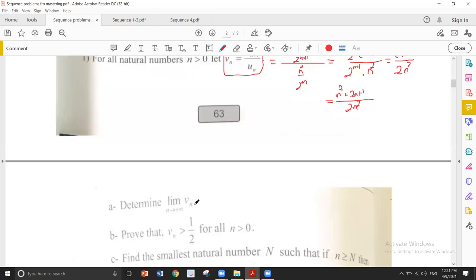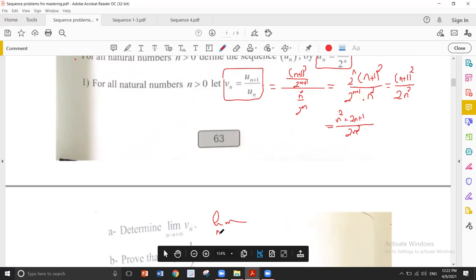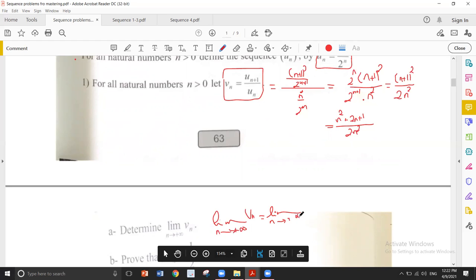Part one, what's the limit of vn as n tends to plus infinity? How to calculate the limit of vn as n tends to plus infinity? We take this easier form of vn and do highest over highest. The limit as n tends to plus infinity is the highest power over highest power, n squared over 2n squared, which gives 1 over 2.